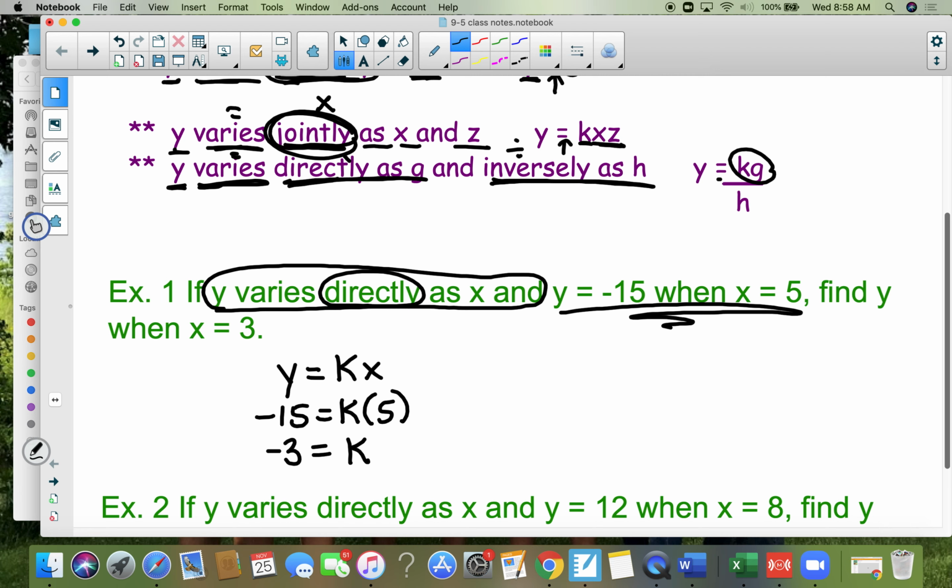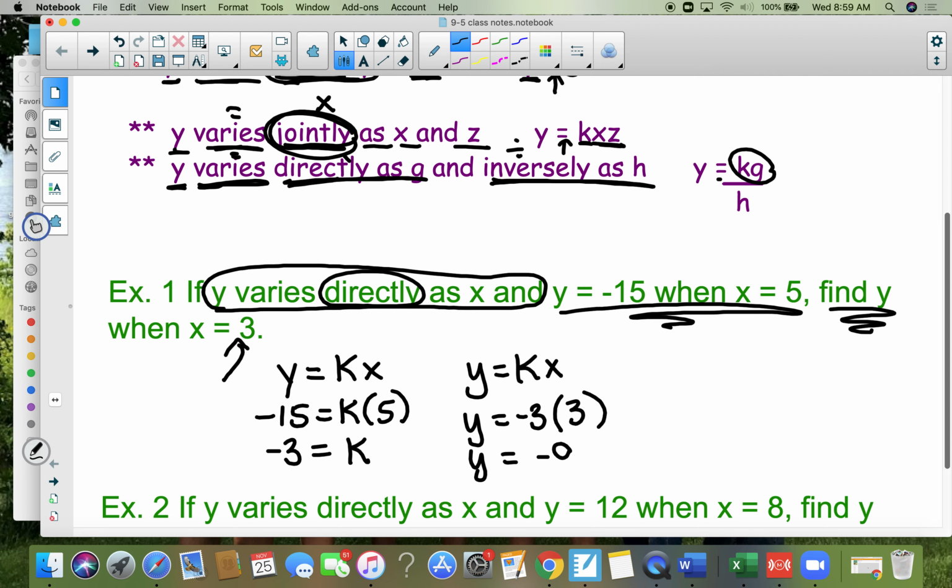Okay, second part, find y when x equals 3. So I'm going to rewrite my equation over again. You're going to find y. We know that k is negative 3. We now know that the new x is 3. So y equals negative 9.